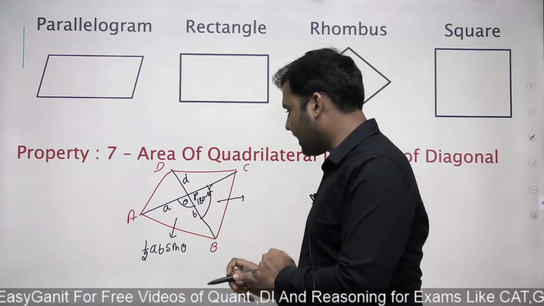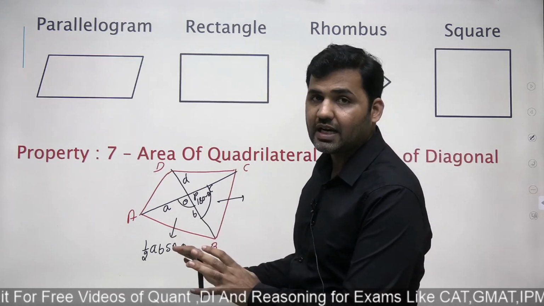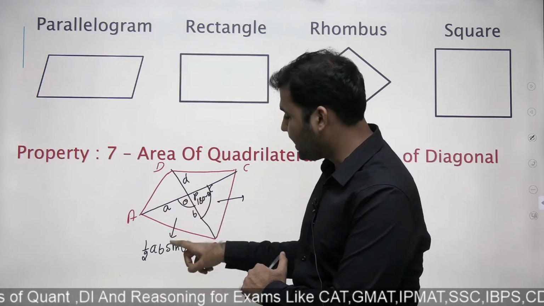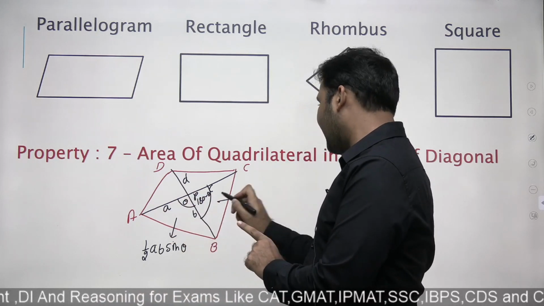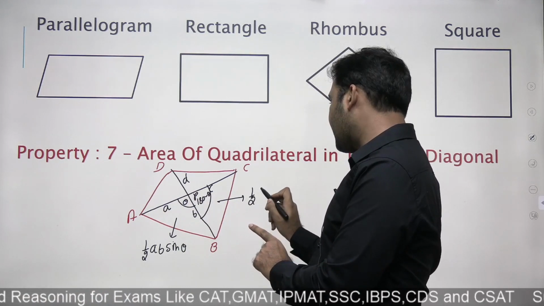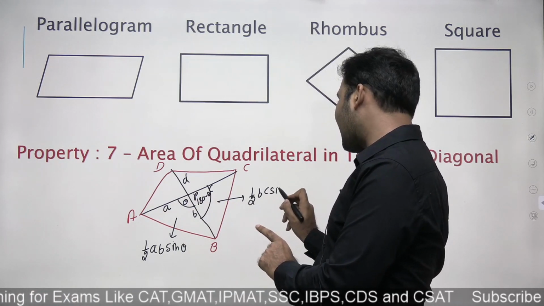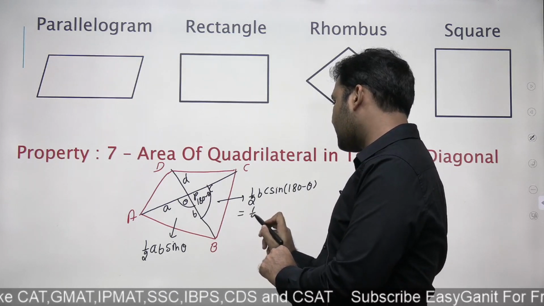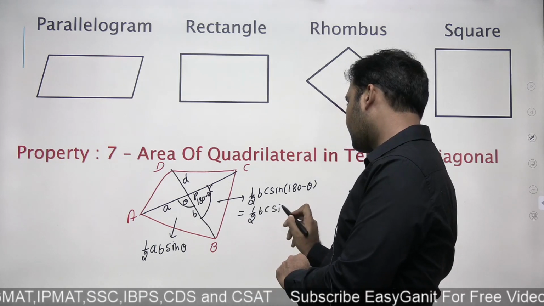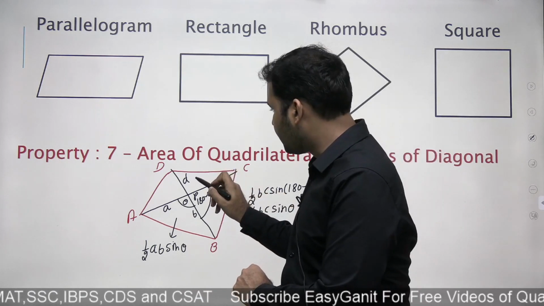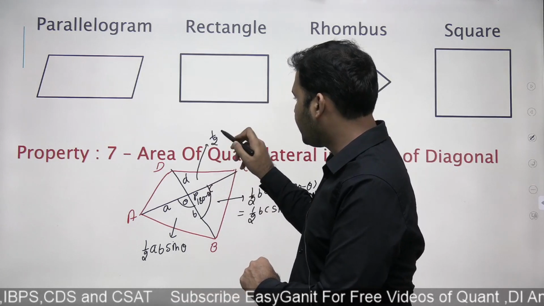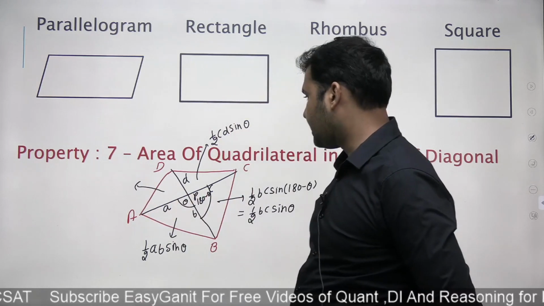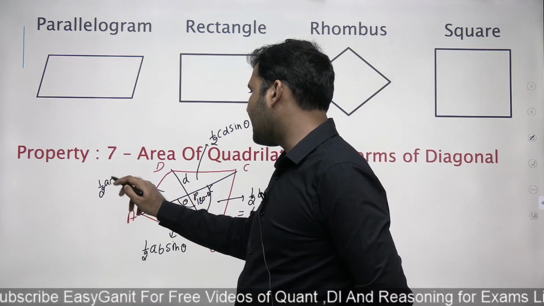Now this is the area of a triangle. You should know that if 2 adjacent sides are known and the angle between these 2 sides is known, area is half into A into B sine theta. Area of this triangle would be half into B into C into sine of 180 minus theta. And you should know that sine of 180 minus theta is sine theta. So this triangle will have area as half into CD sine theta. And this area would be half into AD sine theta.